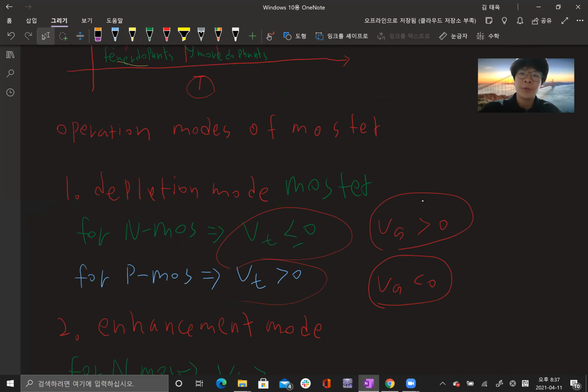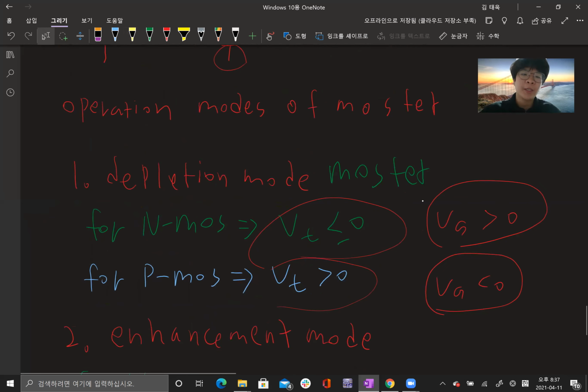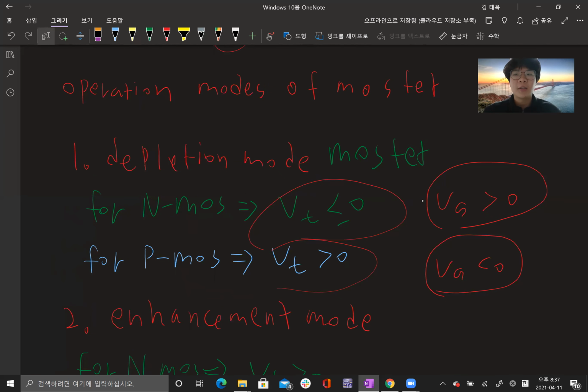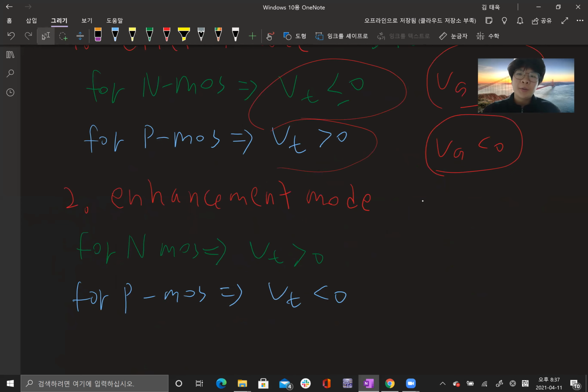The operation modes of a MOSFET are depletion mode and enhancement mode. In depletion mode, the channel is already induced before the gate bias, and in enhancement mode, the channel is induced by giving a gate bias.